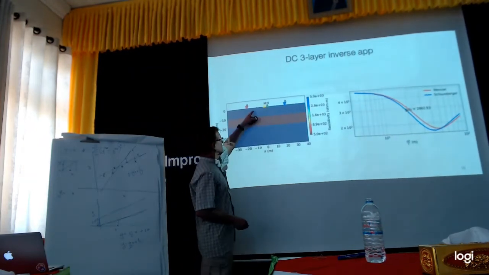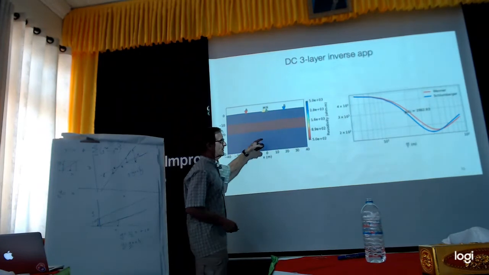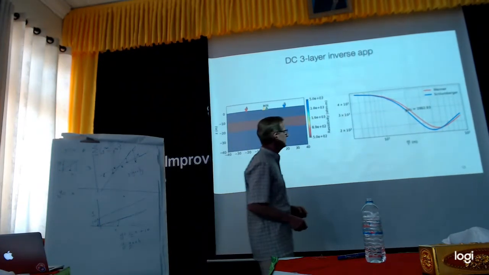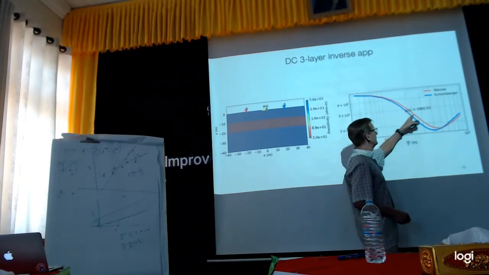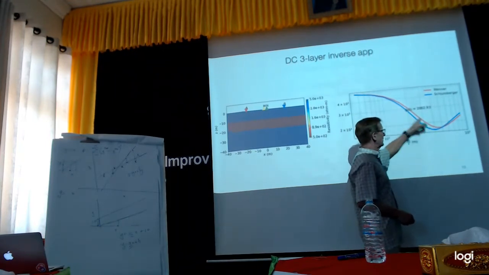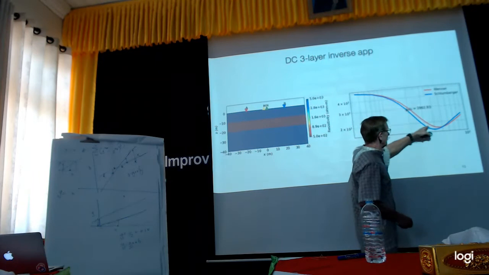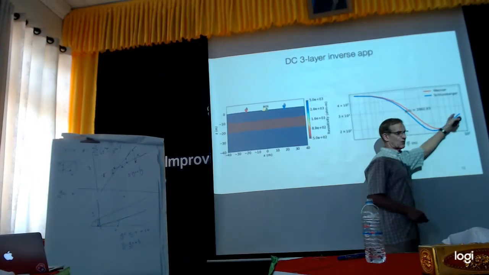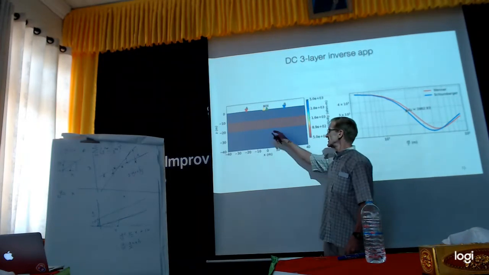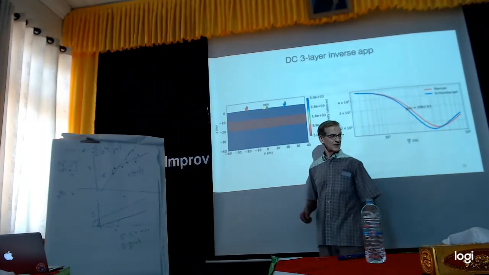So this is 5,000, 500, and 5,000. The Wenner array in red and the Schlumberger in blue shows this sort of characteristic drop in the resistivity, and then it's going up, which is an indication of what's happening at depth.